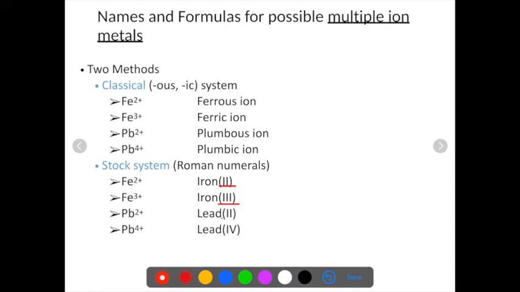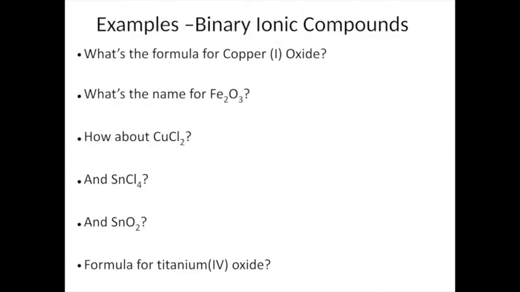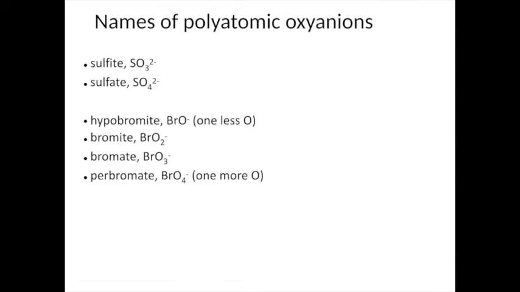So lead 2, again, we're putting 2 in parentheses. Lead 4, we're putting 4 in parentheses. Okay, so let's do some examples here. What's the formula for copper 1 oxide? First of all, the symbol for copper is Cu.